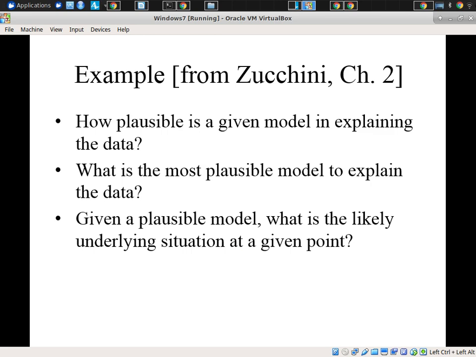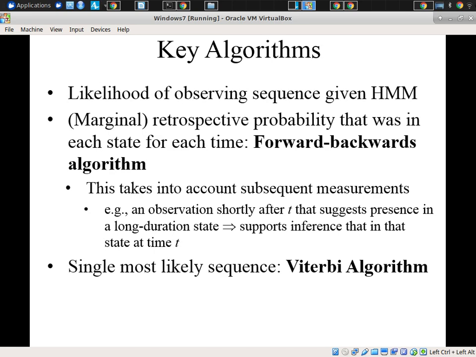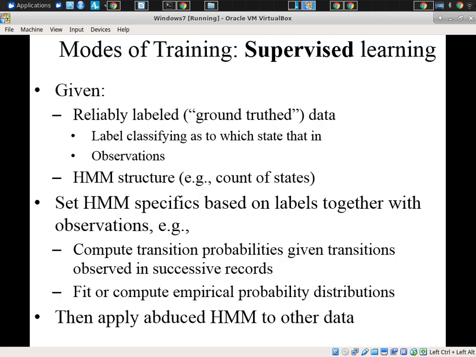So here, there's going to be a set of key algorithms we're going to use. The main one, the workhorse, which ends up being used for the Viterbi algorithm as well, is the forward-backward algorithm. I'll be showing you how this works, but basically it takes into account surrounding measurements as well as measurements right now. Maybe you have a measurement for this week, but if you have a measurement in a surrounding week that tells you something very different, you've got to be cognizant of that because it might hint at what was going on in this week as well.